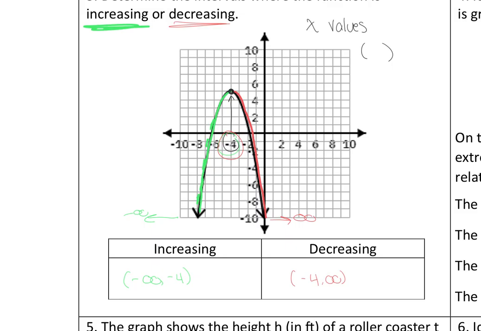And just for a quick little review, this dot right here, it's a max, and we would call it an absolute max because it is the highest point. Both ends or both arrows of the graph are going down, so that blue dot is the highest point on the entire graph.